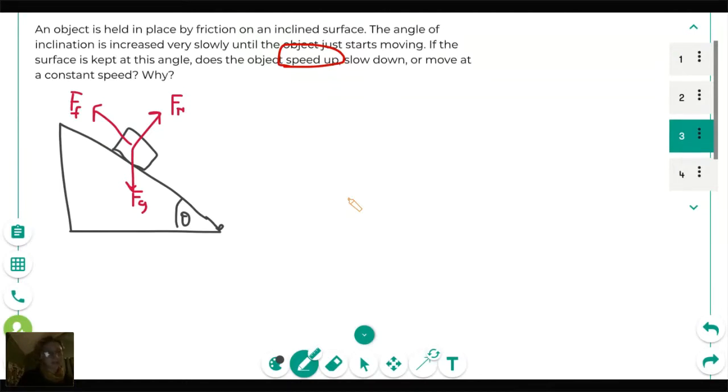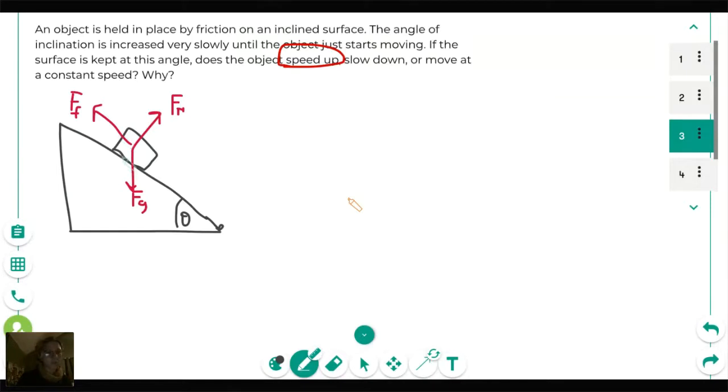For this one, I think "move at a constant speed" is probably the tempting wrong answer choice. But if we think about what types of friction we have going on here, then we should be able to understand why "speed up" is actually the correct choice.